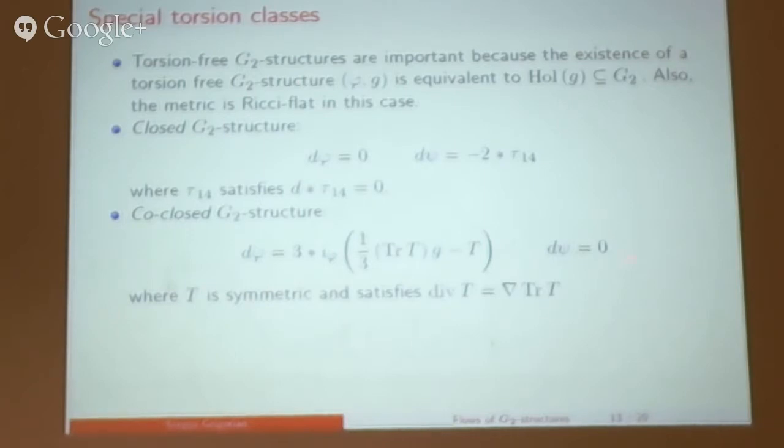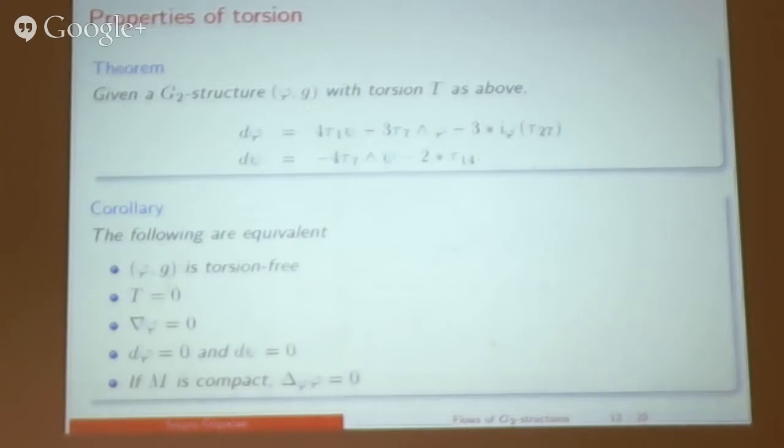But now, since d psi is 0, if we go back to d psi in terms of the components of the torsion, that will tell us that the 7-dimensional component and the 14-dimensional component of the torsion have to vanish. So actually, let me go back just so that we can see this. If d psi is 0, then the 7 component is 0 and the 14 component is 0.